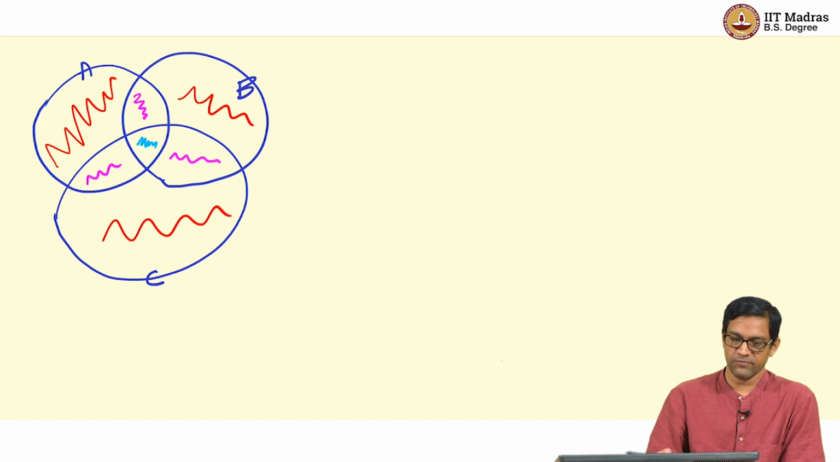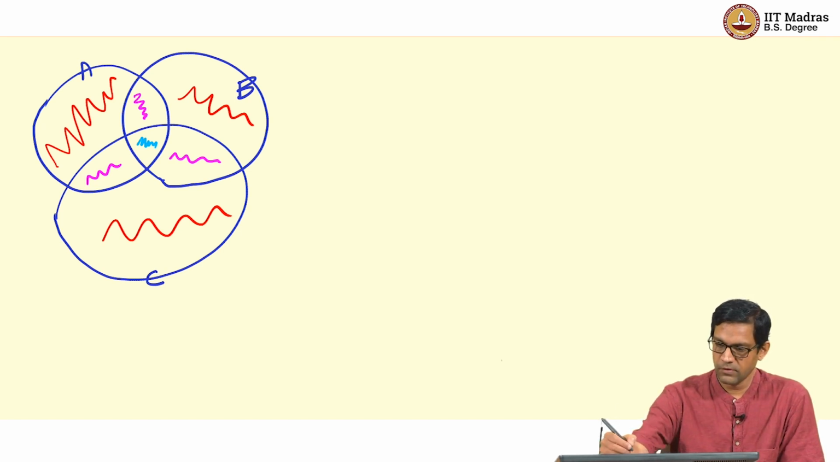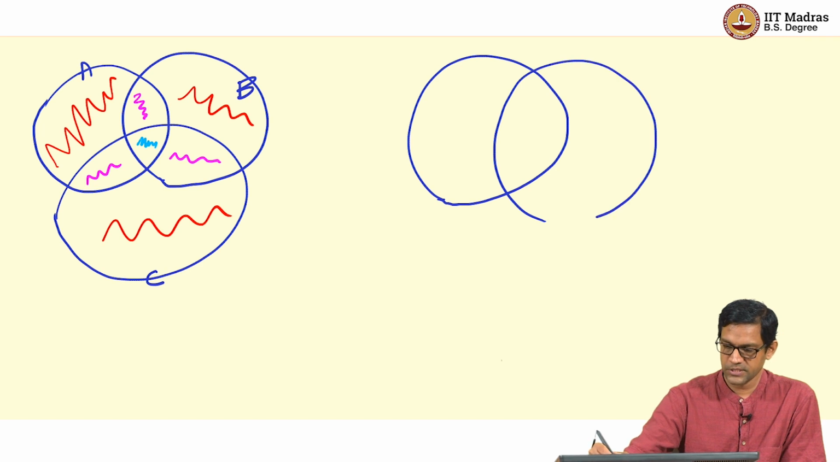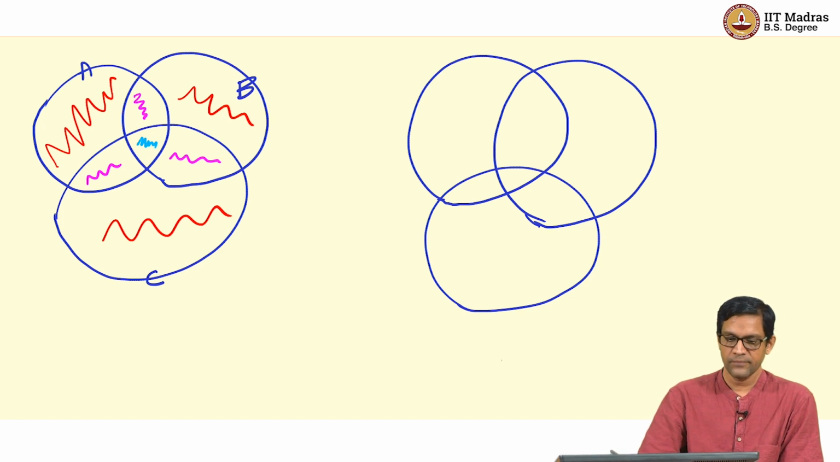One way of trying to find the cardinality of A union B union C is to figure out how many elements are there in each of these 7 regions separately. But we will try and do this similar to what we did before, which is to get the answer just using what is given. What is given in this case typically will be the cardinalities of A, B, C, the cardinalities of A intersection B, B intersection C, C intersection A, and the cardinality of the intersection of all 3 together.